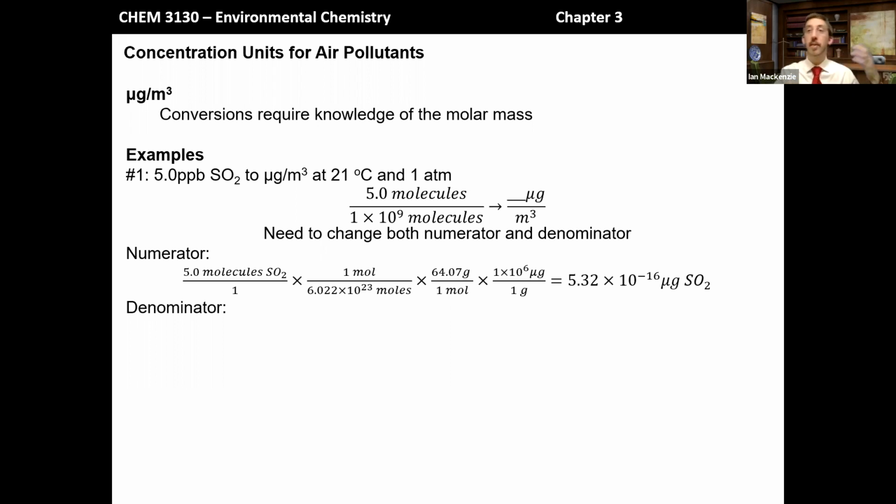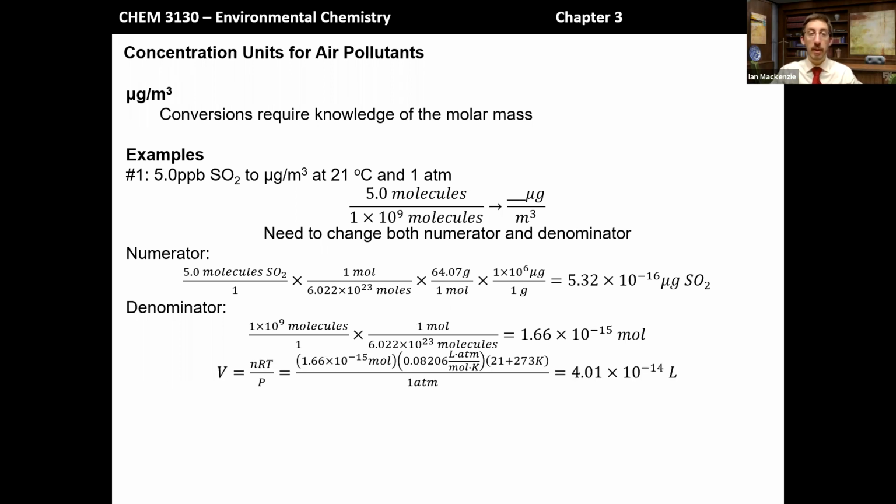And then, of course, I'll have to convert the volume from liters to the appropriate volume unit here, cubic meters. So I've got 1 billion molecules. I can convert that to moles using Avogadro's number. That gets me 1.66 times 10 to the minus 15 moles.